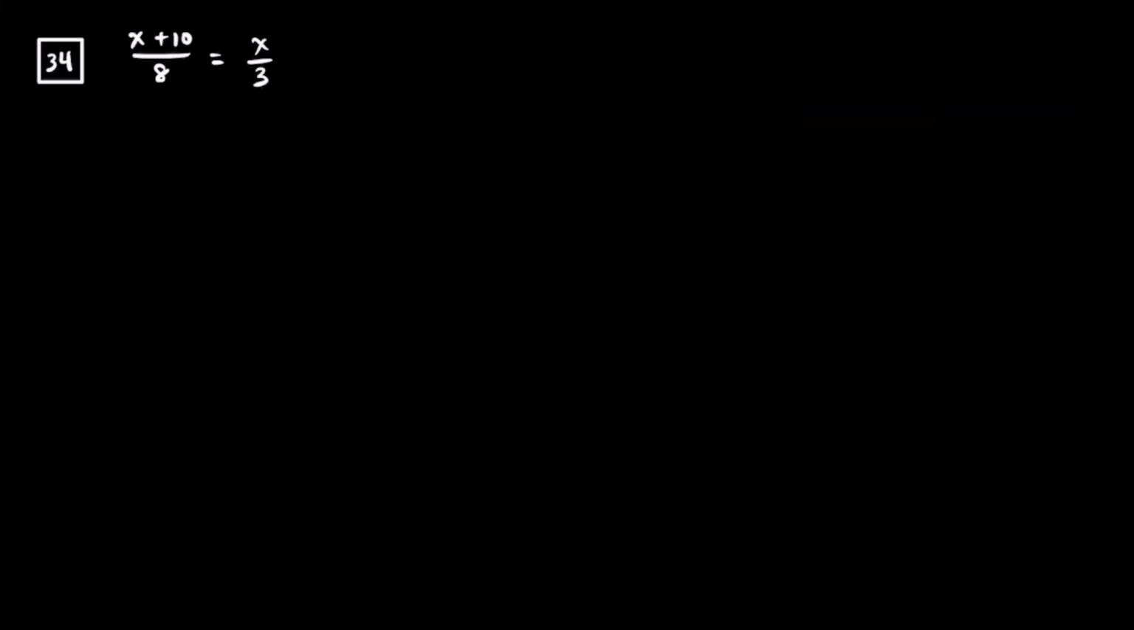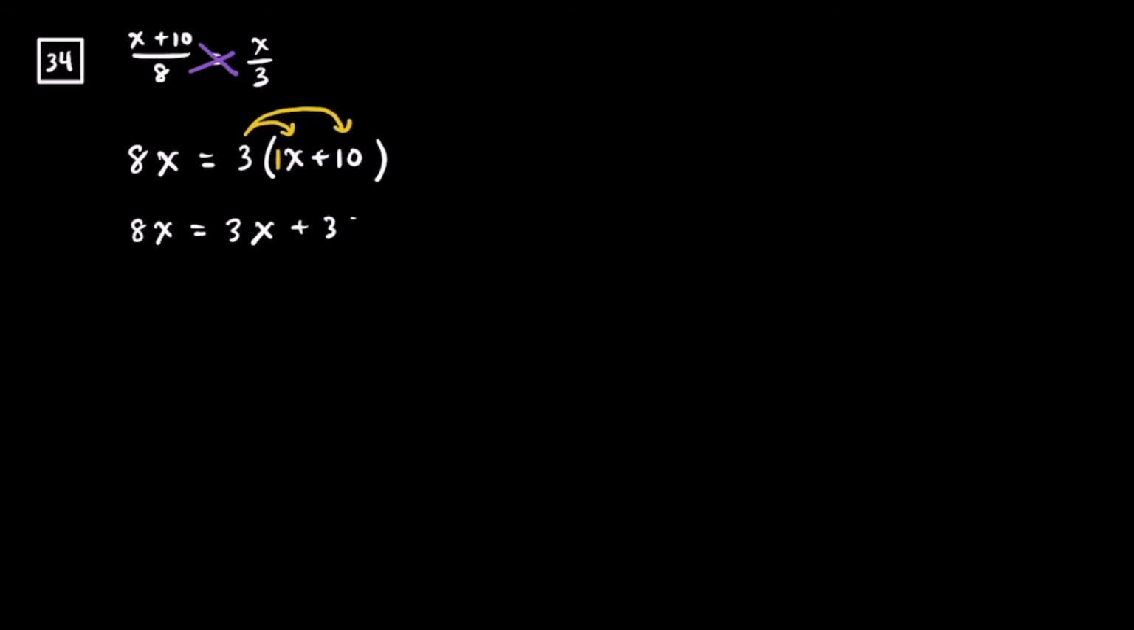For 34, here's another proportion. So we multiply this 8 times x. We can go ahead and just say that's going to be 8x. And then we can go ahead and multiply this diagonal here. So 3 times that x plus 10, that's going to be 3 times the quantity of x plus 10. So there's our equation without using fractions. Nice to just be able to know how to do that so that we don't have to use fractions. 3 times this 1x is going to be 3x, so we have 8x is equal to 3x. And then multiplying this 3 times positive 10, that's just going to be a positive 30.